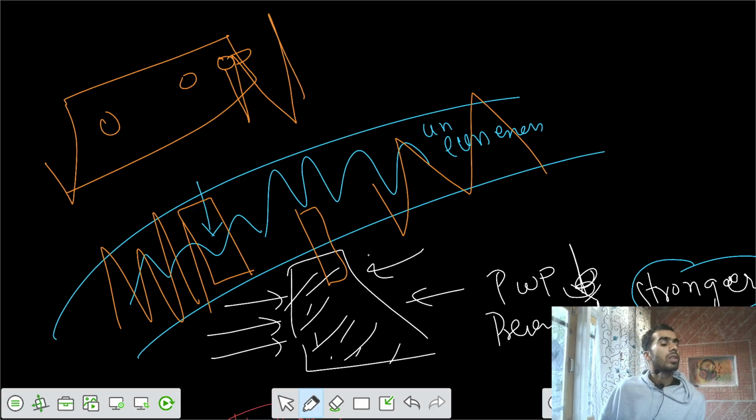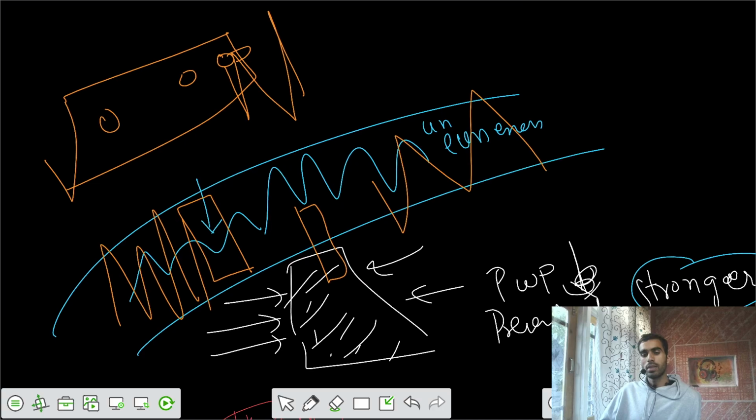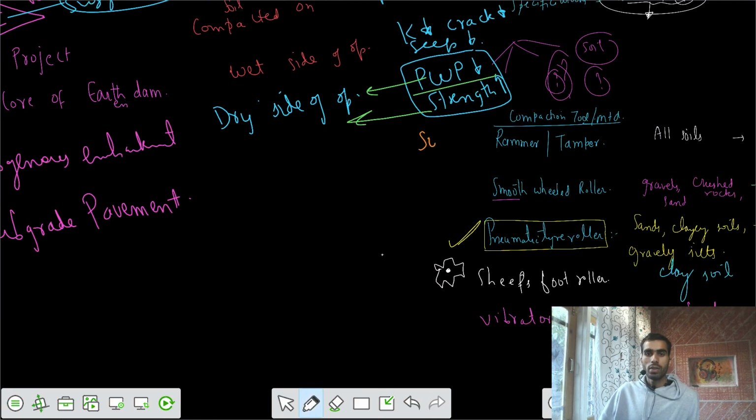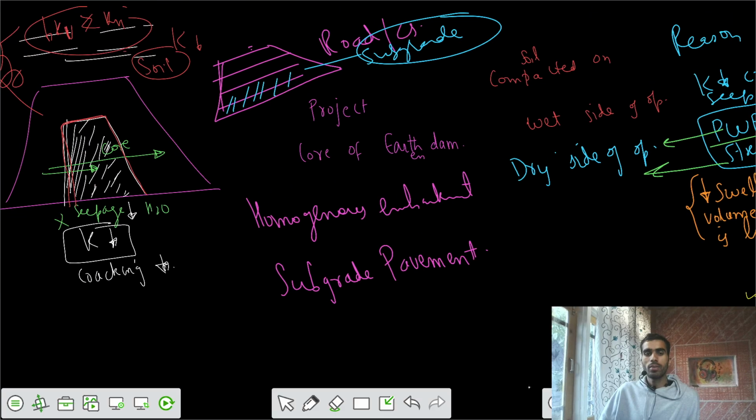So that means swelling and shrinkage should be less. I should prevent swelling. I should have swelling that is less, that is, volume change should be less. We should not talk about the shrinkage.